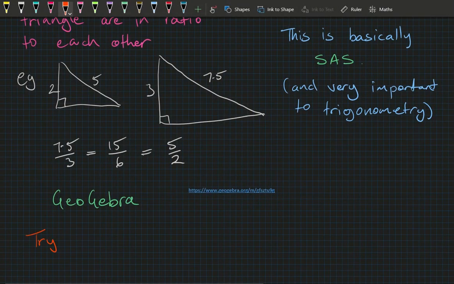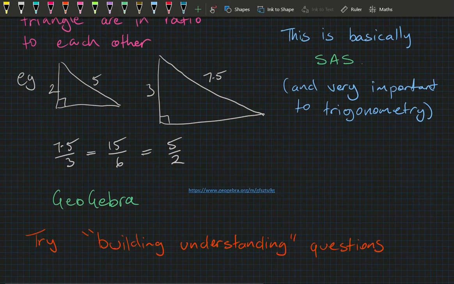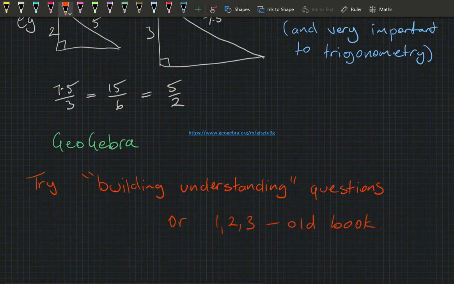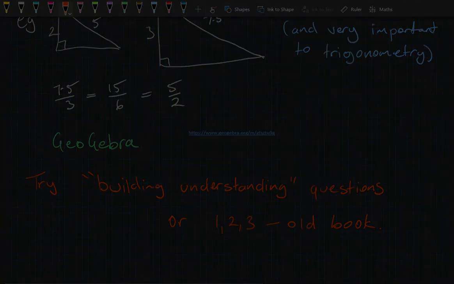Okay, back in the OneNote now, it might be a good idea to try building understanding questions in the new book, which translates to questions 1, 2, and 3 in the old book. Okay, I'll see you in the next section.